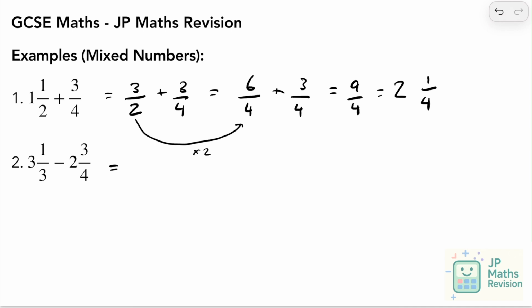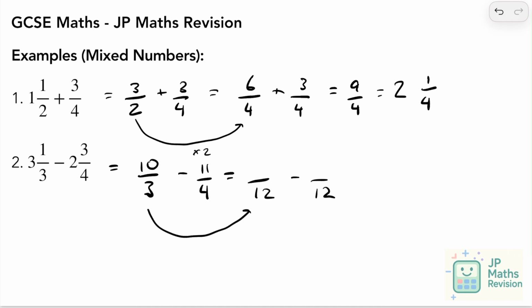For this next example, again, I'm going to turn them both into improper fractions. For the first one, 3 1/3, I'm going to do 3 times 3 plus 1, so that's 10 over 3. And the second one, I'm going to do 2 times 4 plus 3, so that's 11 over 4. They both need to be over the same denominator. 3 and 4 both go into 12, so that's going to be my common denominator this time. To get from 3 to 12, I times by 4, so 10 times 4 is 40. And to get from 4 to 12, I times by 3, so 11 times 3 is 33. So 40 take away 33 is 7. So my answer is 7 over 12.